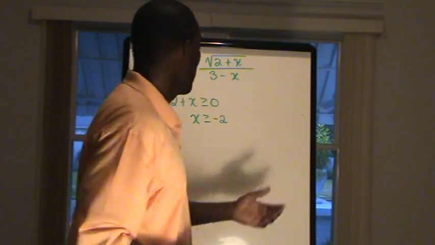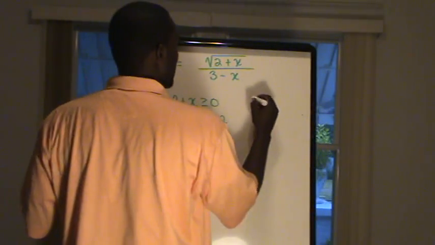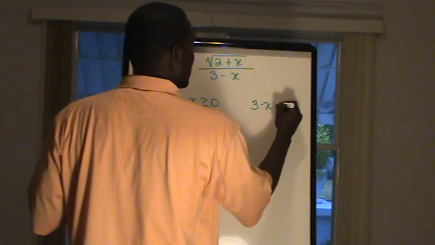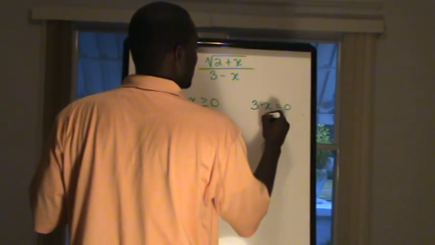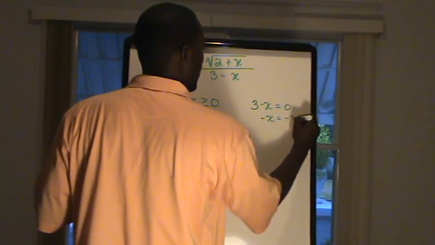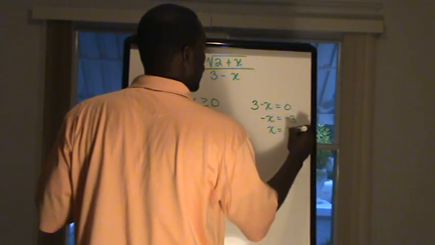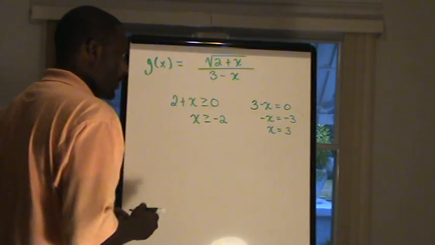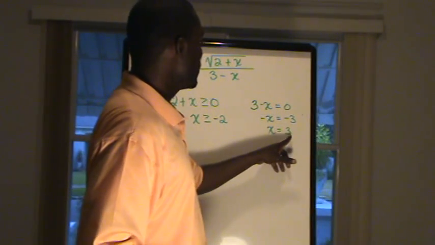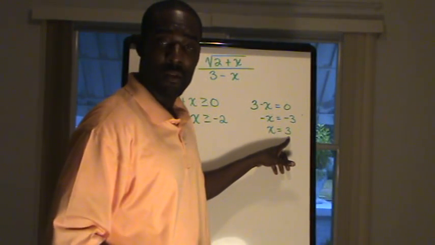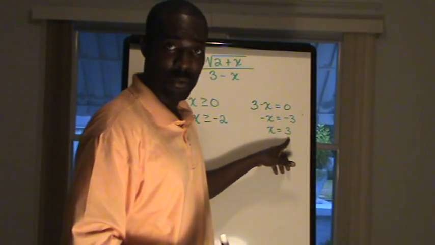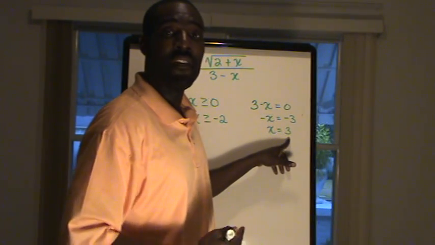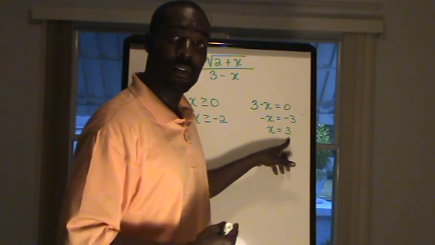But we have to be careful here. So let's just go ahead and solve that. 3 minus x equal to 0. This says that negative x is equal to negative 3. Therefore, x is equal to 3. So that means we do not want 3. We want everything else except 3.